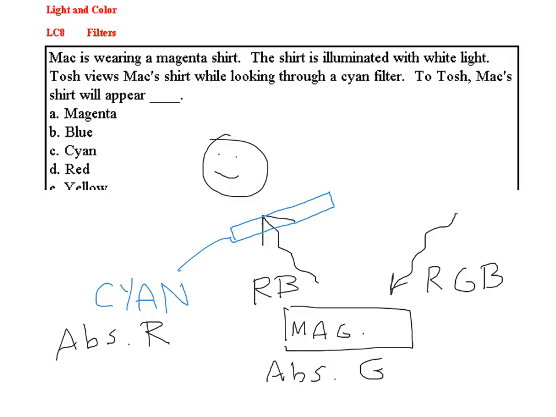So notice we've got red and blue light coming off of the shirt and heading towards the eye, but since the red is absorbed, the only thing that can make it through, and I'll just continue the diagram here, is the blue light. So the green was absorbed by the shirt, and the red was absorbed by the filter, and so when looking at this shirt through this filter, the shirt will appear blue. So of course that's just unique to this question.